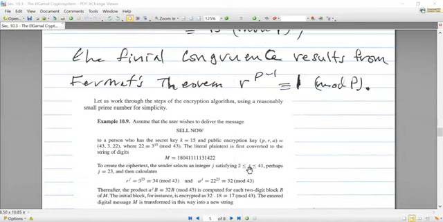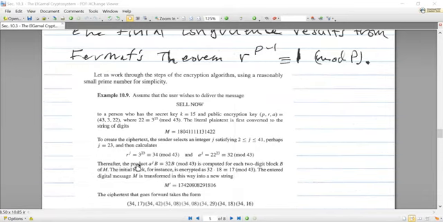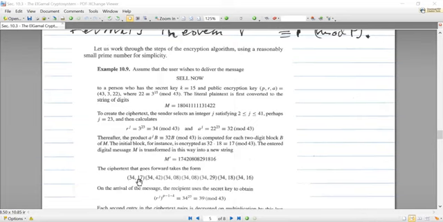Then for each block, we choose this J. For the first block, 18, we choose J randomly. It is supposed to be between 2 and P minus 2, so up to 41. Let's say we chose J equal to 23. Then we calculate C1 and C2. C1 is R to the J, which gives 34, and for C2 we multiply A to the J by the block B, which gives 32 times B, and reduce mod 43, the prime. Together this gives C1 and C2, which are 34 and 70.